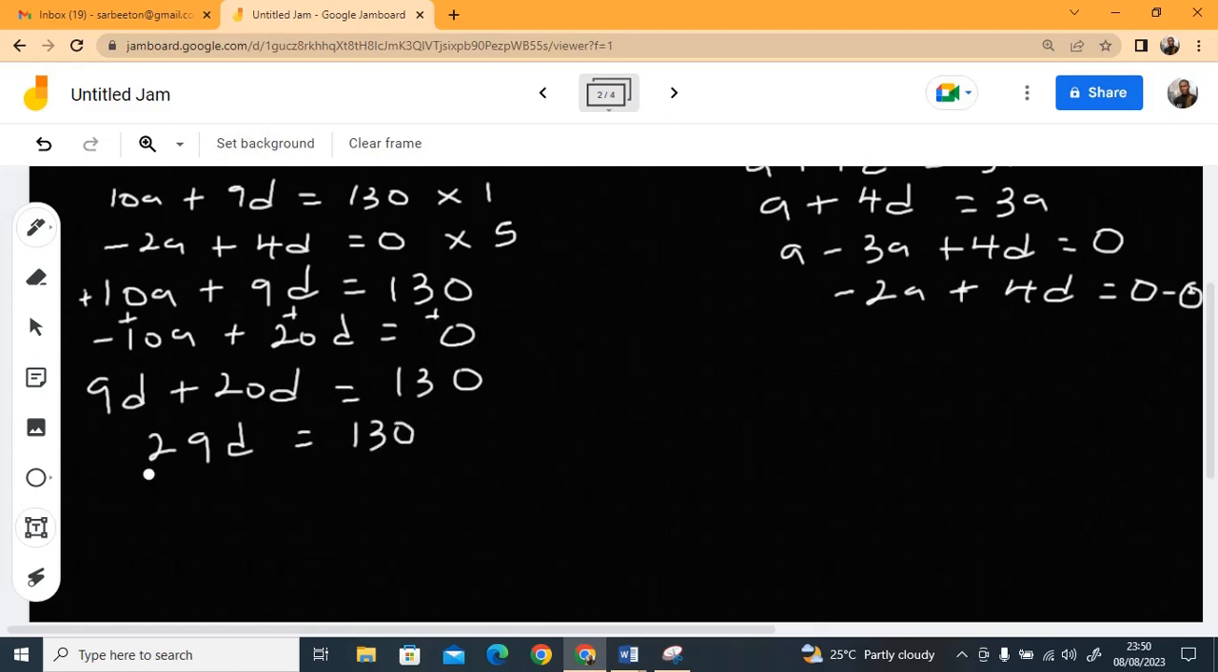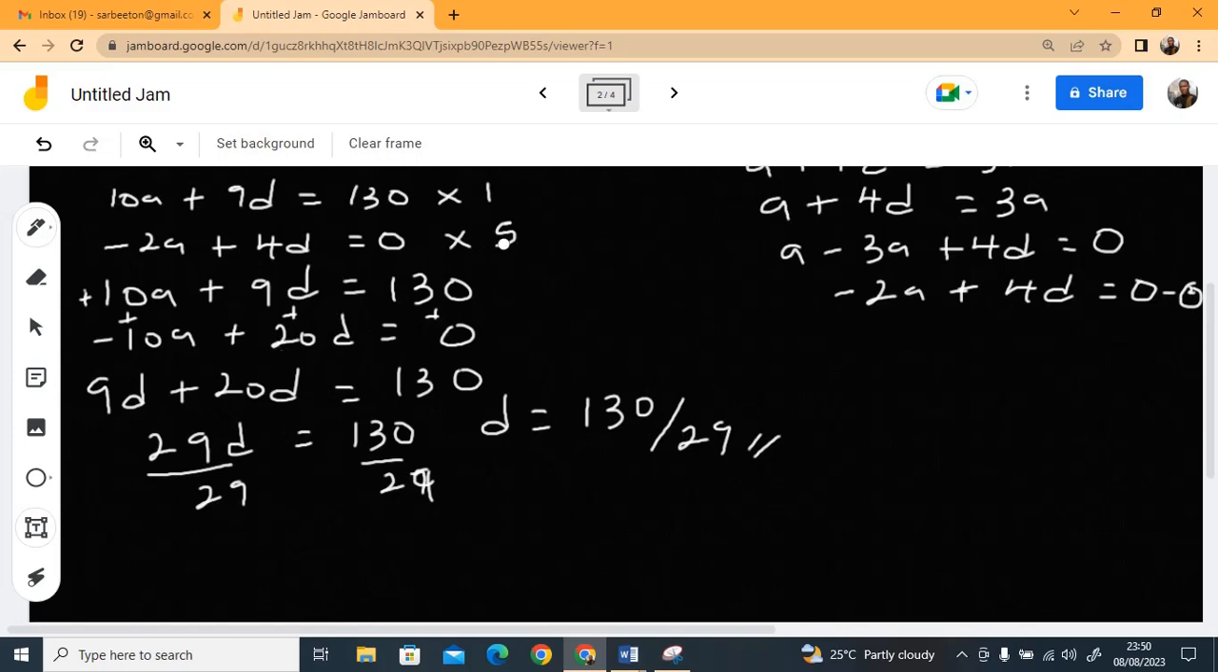When you divide both sides by what? By 29. So it means my d here equals 130 over 29. It can be a fraction, no problem. So to get a, that's my first term, I've gotten the common difference. To get a, I'll substitute this value in any of the equations.